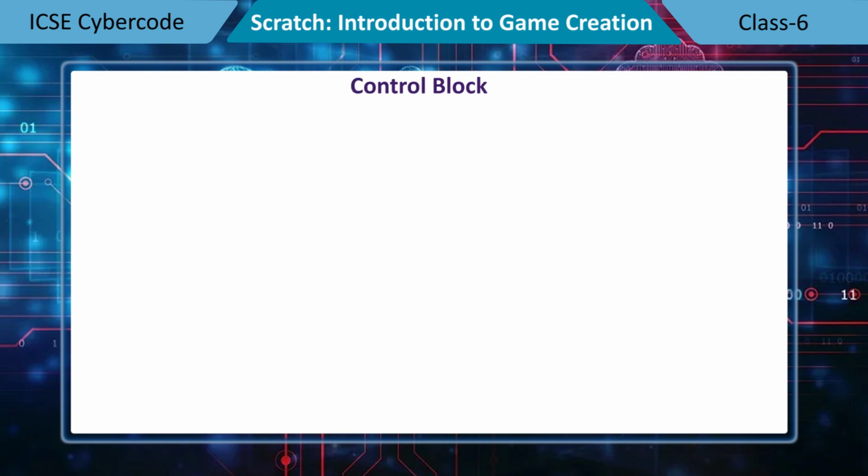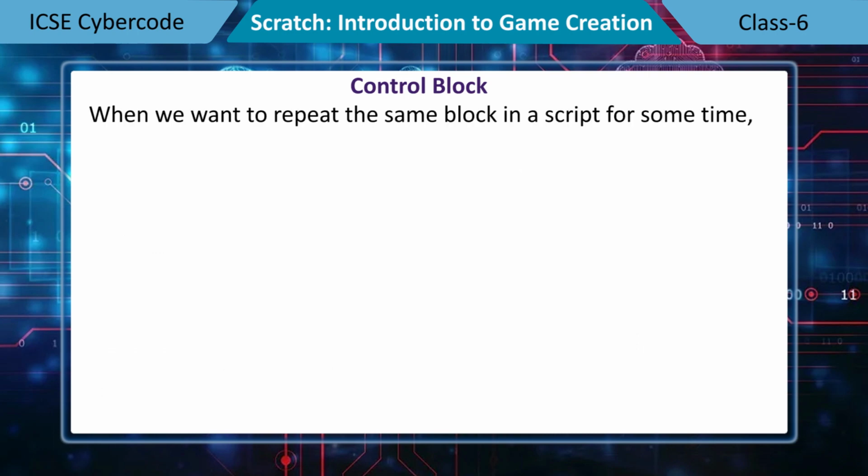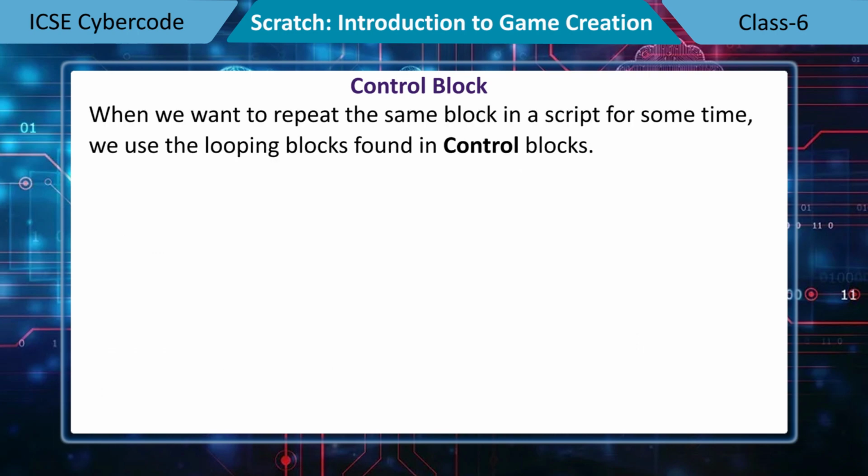Control block. When we want to repeat the same block in a script for some time, we use the looping blocks found in control blocks.